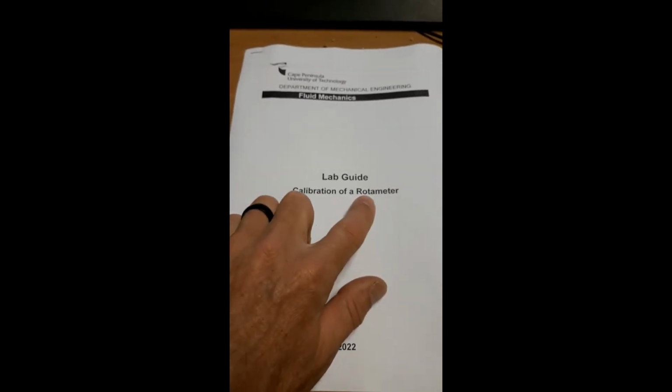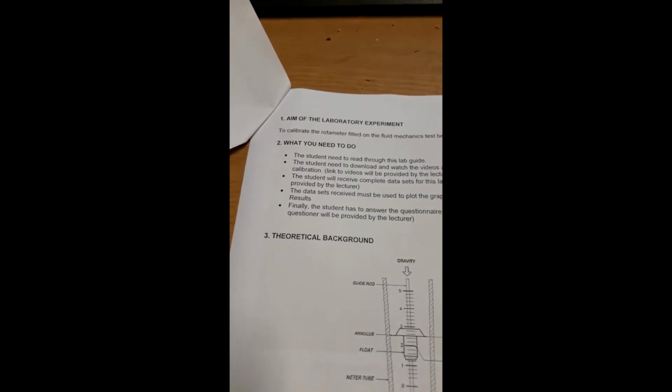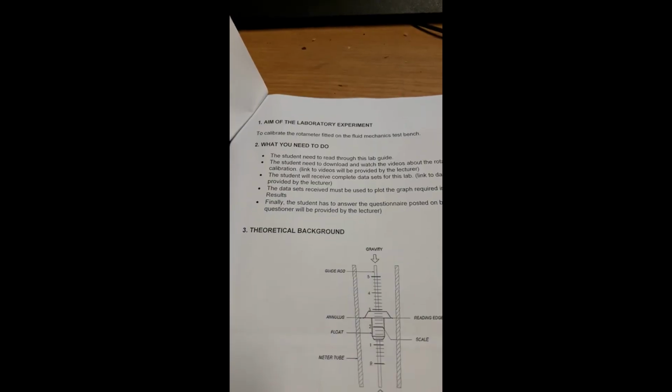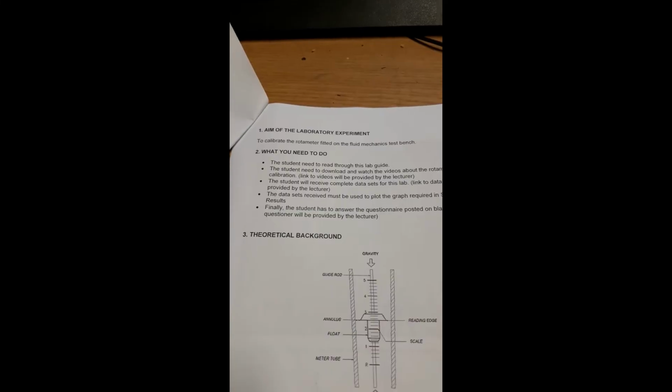Okay, so this is what the lab guide looks like for the calibration of the Rotameter. Next, we'll just have the table of contents. And on the next page, obviously the very first part is the aim of the experiment. What is the purpose of the experiment? And it very clearly states it is to calibrate the Rotameter fitted to the mechanical fluid mechanics test bench. Then the second section, what you need to do. Please read through that carefully on what you need to do for this lab, and it states very clearly what needs to be done. Then the next section is just a theoretical background.